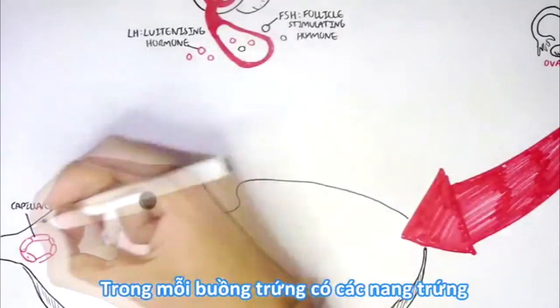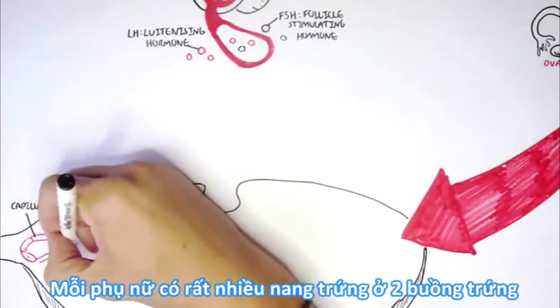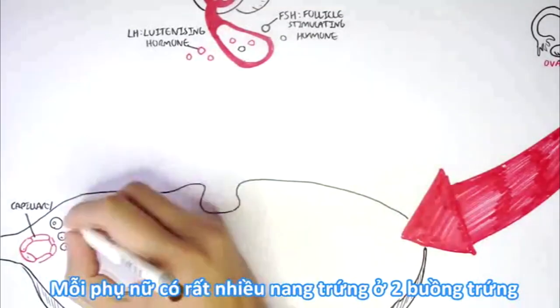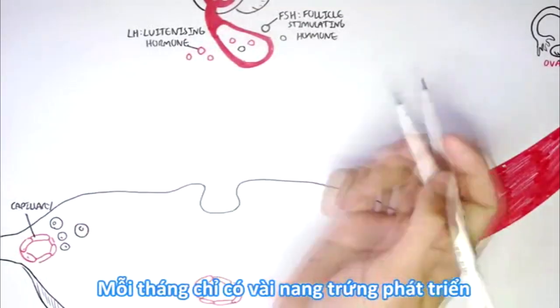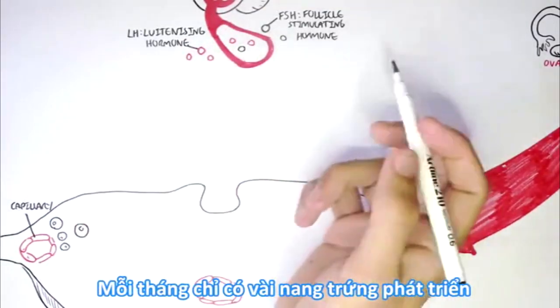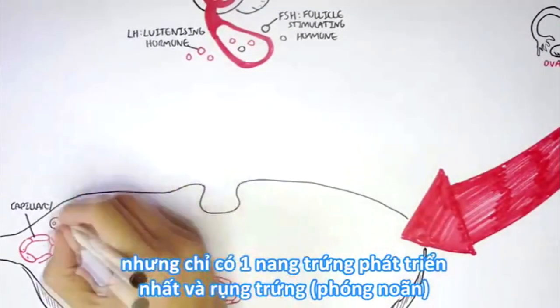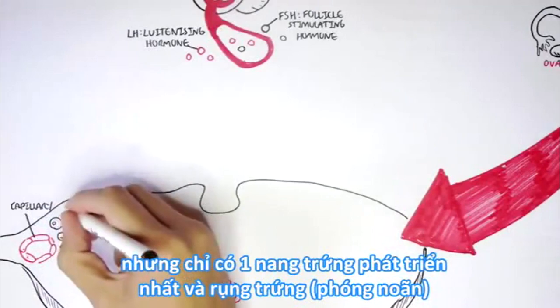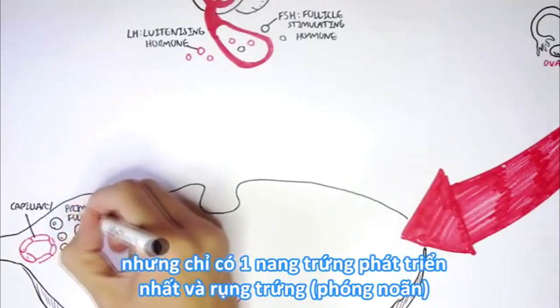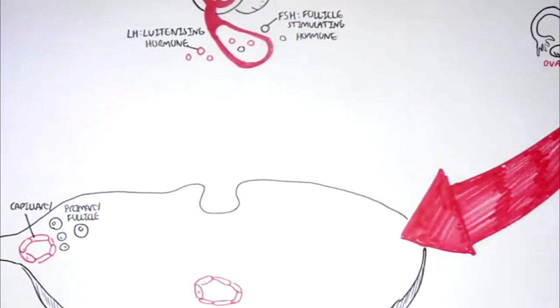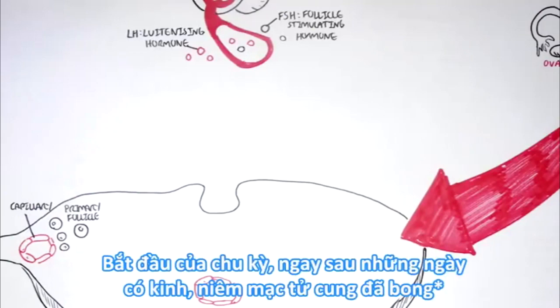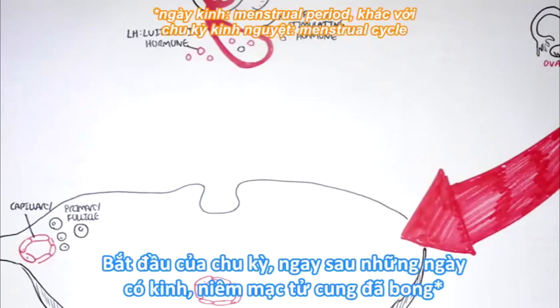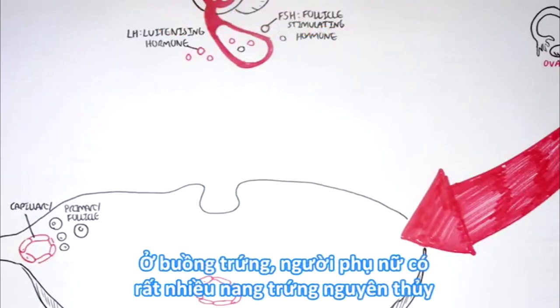Now in each ovary there are follicles. Women have many follicles in the ovaries, and each month only some will begin to mature, but only one will ovulate and produce an egg. Now let's just say it's the beginning of the menstrual cycle, so just after a female has shed her uterine wall, just had the period.